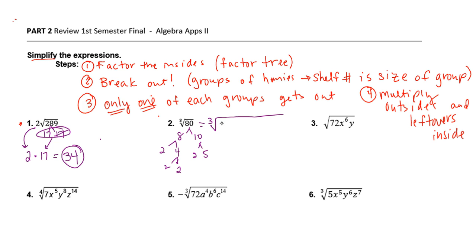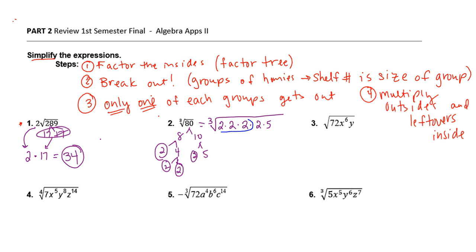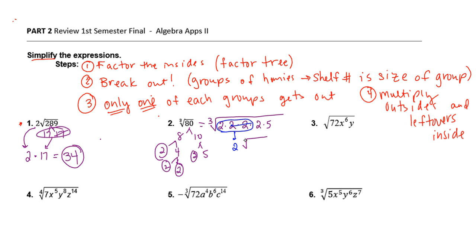Turns out 80 breaks down into 2 times 2 times 2 times 2, right? 1, 2, 3, 4 2s, and then a 5. So my group size is 3. I've got a group of 3 2s right there. One makes it out. The rest of them go away. And then all I'm left with inside is a 2 and a 5, and you multiply those together to make 10. There was nobody out in front, so there's nobody else to combine, and that would be your answer.